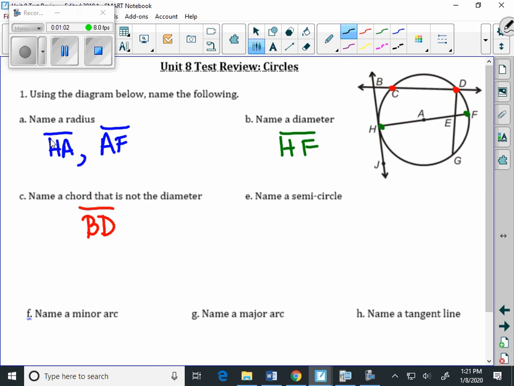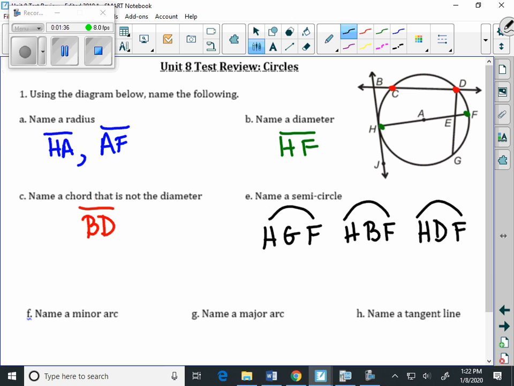Name a semicircle. Well, the semicircle has to have endpoints from the diameter. Remember that arc shows that it's a semicircle. We're going to use 3 letters, and you could do something like H, G, F. Another option is to say H, B, F, or even you could say H, D, F. But notice how all 3 of those have the endpoints that are coming from the diameter.